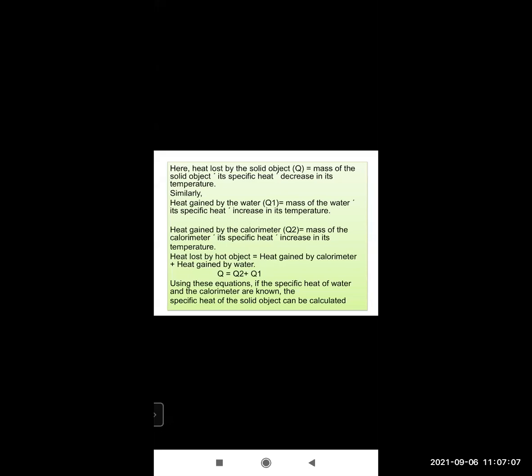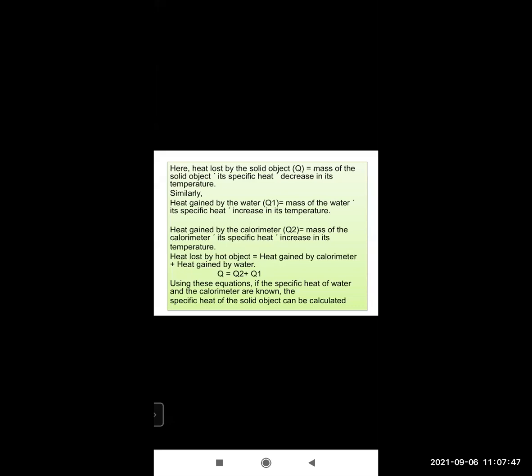Using this equation, if the specific heat of water and the calorimeter are known, the specific heat of the solid object can be calculated. So by using Q equals Q1 plus Q2, we can calculate the specific heat of the solid object. Clear? These are the points we have seen today: unit of heat, specific heat capacity, the important activity, heat exchange, and measurement of specific heat by the mixing method using the calorimeter.